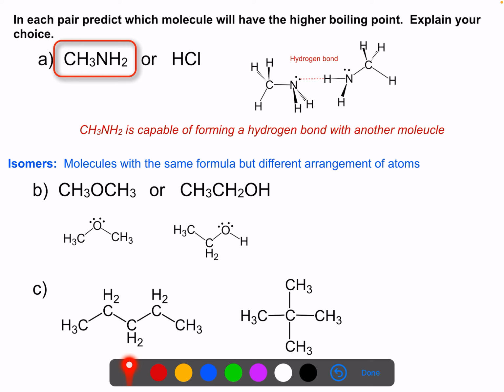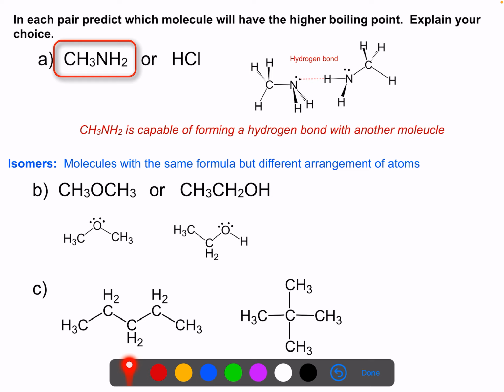In our second example, we're looking at the difference between 2 isomers. What we mean by isomers is molecules with the same formula, but different arrangement of atoms. So that also means they have the same number and type of each atom. So the LDFs of these 2 molecules are going to be the same because they have the same number of electrons. So which is going to have the higher boiling point?